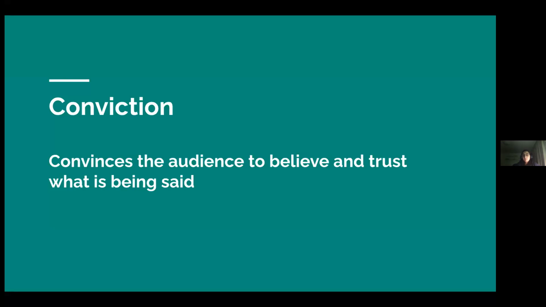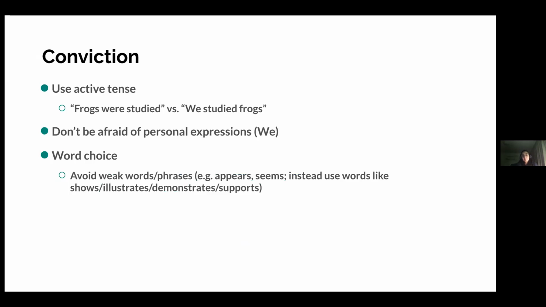All right. The fifth and final C of academic presenting is conviction, which is the ability to convince the audience to believe and trust what is being said. So to have strong conviction when presenting, it's important to use active tense. For example, instead of saying frogs were studied, you can say we studied frogs, which is much more effective.